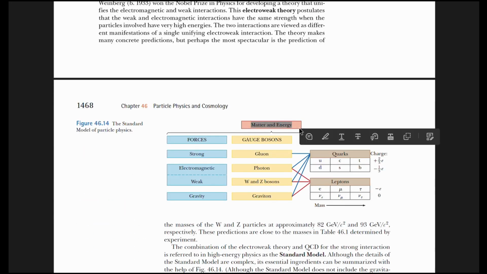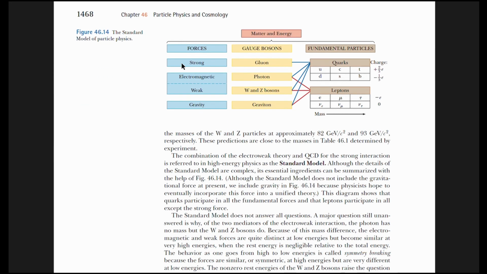Matter and energy. Forces, gauge bosons, fundamental particles. Okay, so I guess they're trying to explain these fundamental forces with their particle theory. We've got gauge bosons. Here's the photon. The photon is a boson. There's definitely a rap somewhere written in here. Fundamental particles, we got quarks and leptons, and then we got all the forces here, and all of this is matter and energy, the standard model of particle physics.